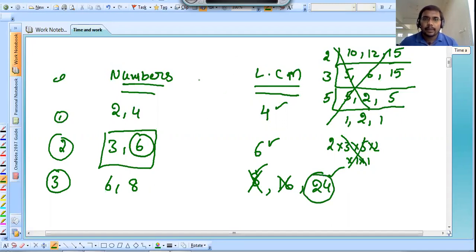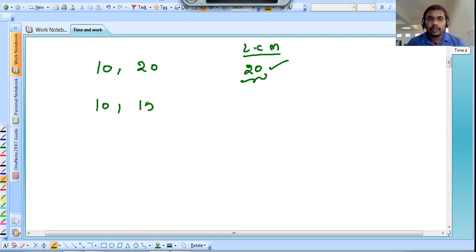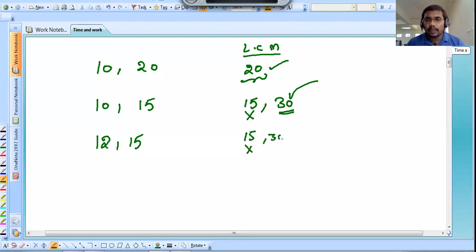See here. I'll take slightly bigger numbers. For example, 10 comma 20. LCM of these two numbers. So what is the big number? 20. 20 is divisible by both 10 and 20. If it is 10 comma 15, what is the big number here? 15. But it is not divisible by both values. So the next multiple is what? 30. Is it divisible by both numbers? Yes, LCM is 30. If it is 12, 15, then 15 is not possible, 30 is not possible.